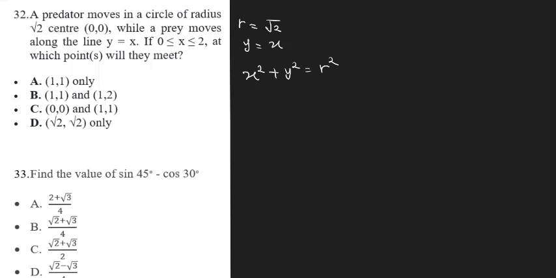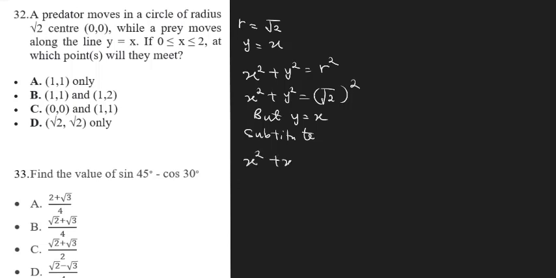So now what is our radius? Our radius is root 2. So this is going to be x squared plus y squared equals the square root of 2 all squared, right? So we have this. But remember, y is equal to x. So wherever you see y, you're going to put x. If that's the case, let's substitute. Instead of y, we're going to write x. So it's going to be x squared, and now instead of y, we're going to put x squared again.